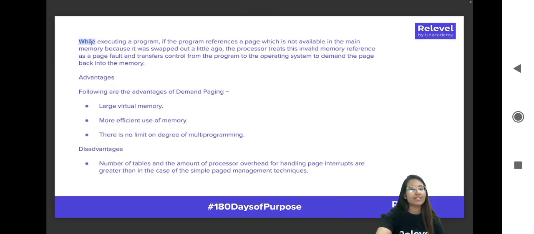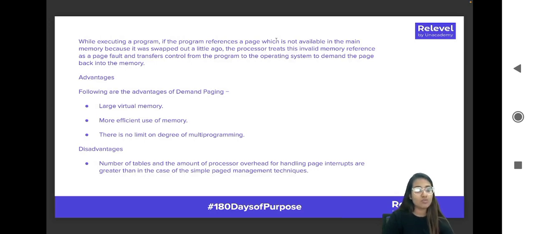While executing a program, if the program references a page which is not available, it may happen that currently you require a page but it is not available, maybe because it was swapped out some time ago. You are executing a program, which is nothing but a division of pages. If you require a page which is not in memory, that is known as a page fault.